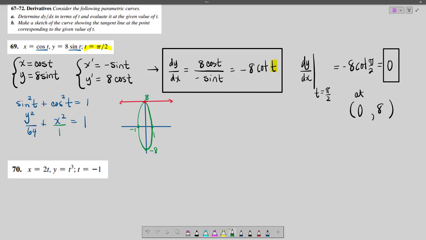So you plug in the angle into the original parametric equations to get the location, and plug the angle into the derivative to get the slope.